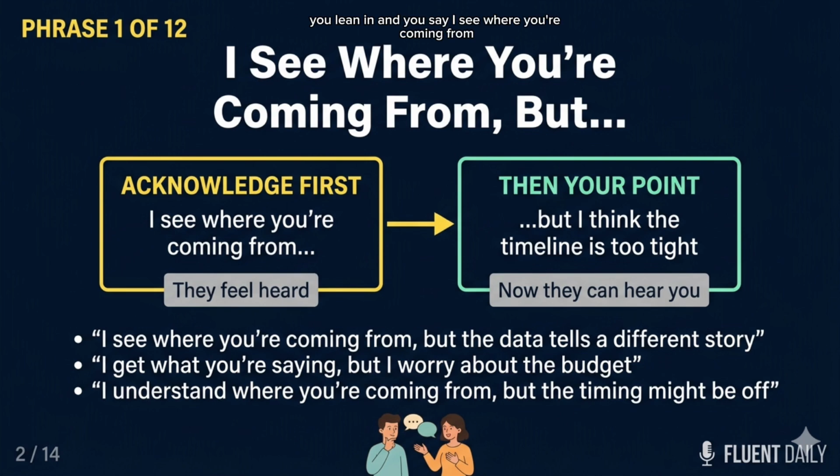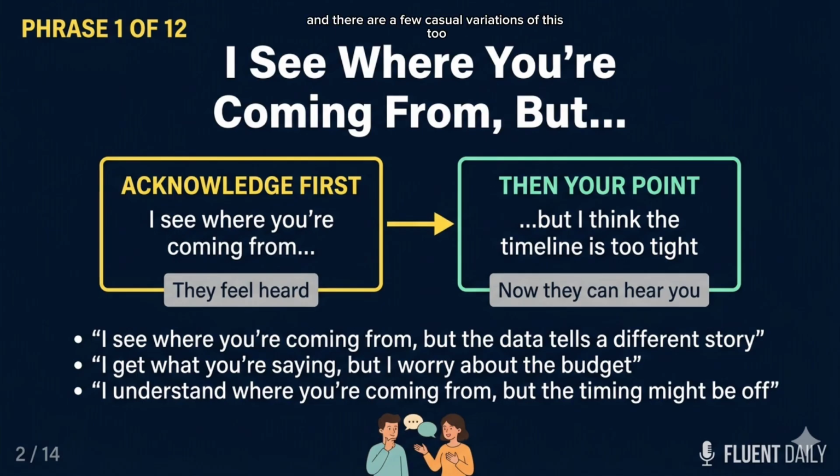You lean in and you say, I see where you're coming from, but I think the timeline might be too tight. Right. Or say you're looking at finances. You might say, I see where you're coming from. I just worry the budget won't stretch that far. You could also use it for data, like, I see where you're coming from, but the data tells a slightly different story. Yeah, that's a great one.